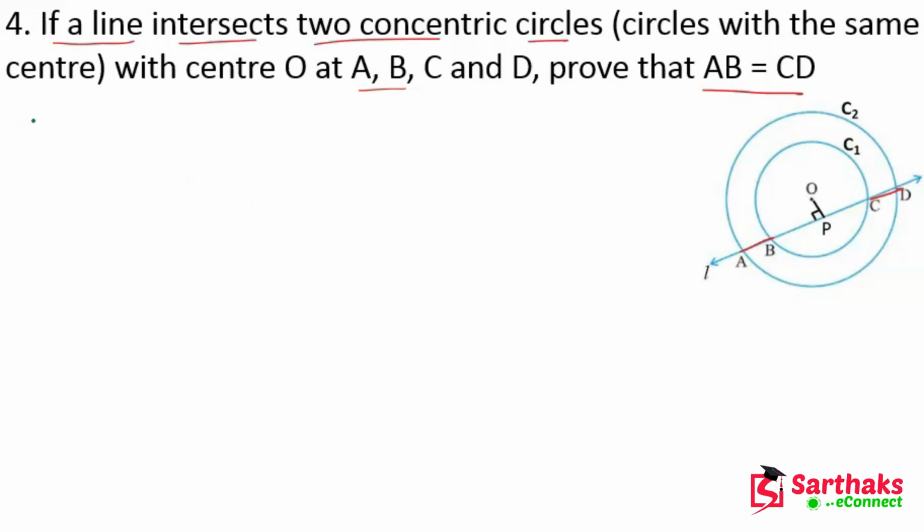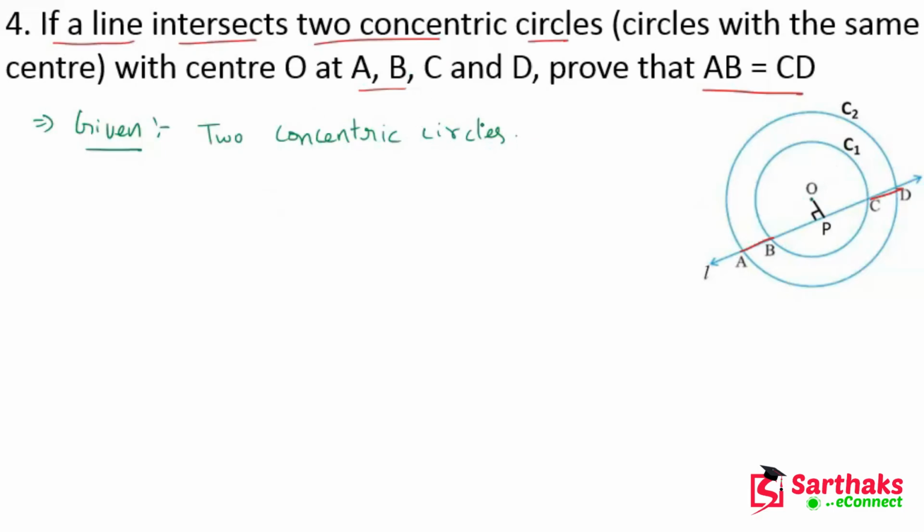First of all, we have to write the given part. So the given part is: we have two concentric circles. What is a concentric circle? We already know that: circles which have a common center. So C1 and C2 have the common center O.